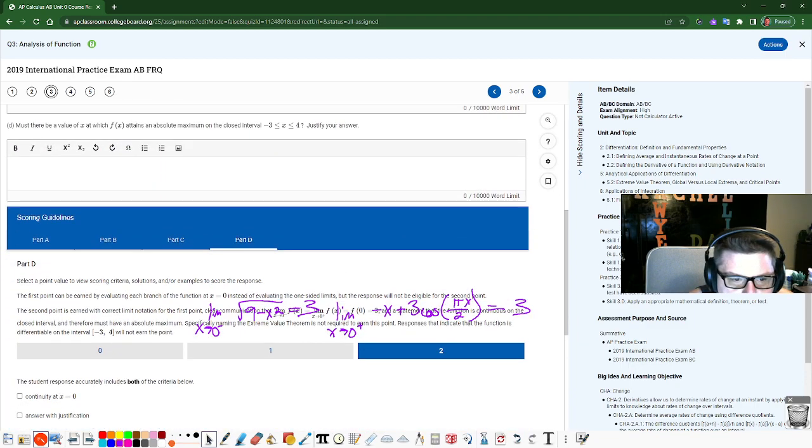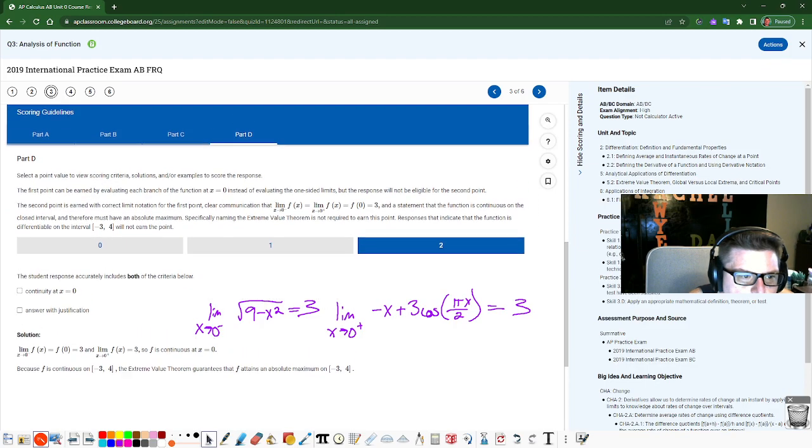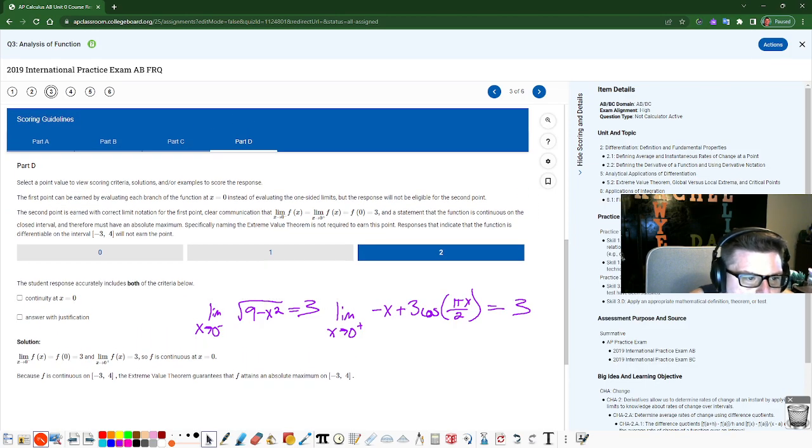The real question is continuity at x equals 0. Well, we plugged it in and got 3 on the left and the right. The first point is earned by evaluating each branch of the function instead of evaluating one side of limits, but the response will not be eligible for the second point. The second point is earned with the correct limit notation for the first point, clear communication.